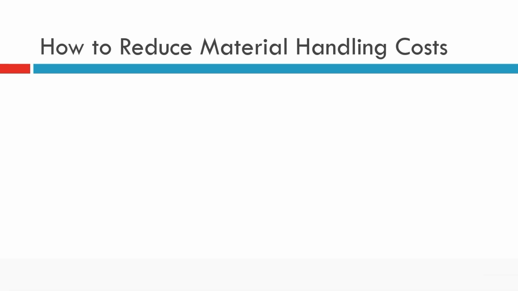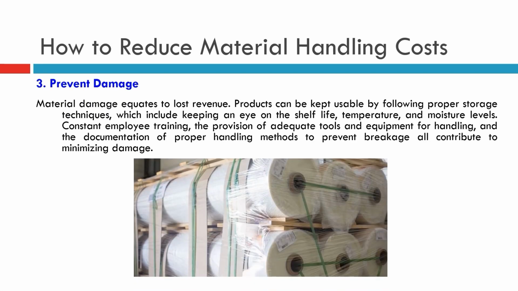How to reduce material handling costs. 3. Prevent damaged material. Damage equates to lost revenue. Products can be kept usable by following proper storage techniques, which include keeping an eye on the shelf life, temperature, and moisture levels. Constant employee training, the provision of adequate tools and equipment for handling, and the documentation of proper handling methods to prevent breakage all contribute to minimizing damage.